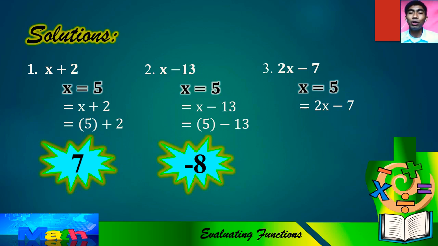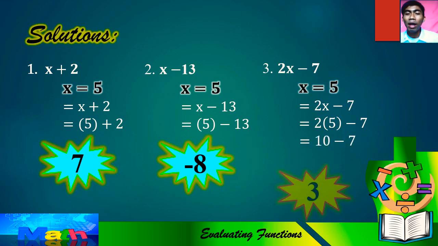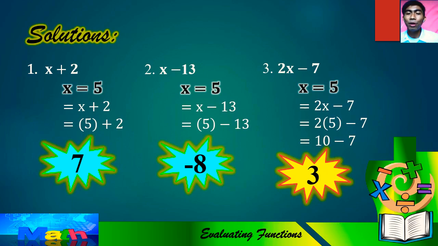Our third expression is 2x minus 7. Let's evaluate this expression at x equals 5. And to evaluate this expression, let's substitute the value of x, which is 5, to the given expression. So from 2x minus 7, it will become 2 times 5 minus 7. And the product of 2 and 5 is 10 less 7. The answer is 3.